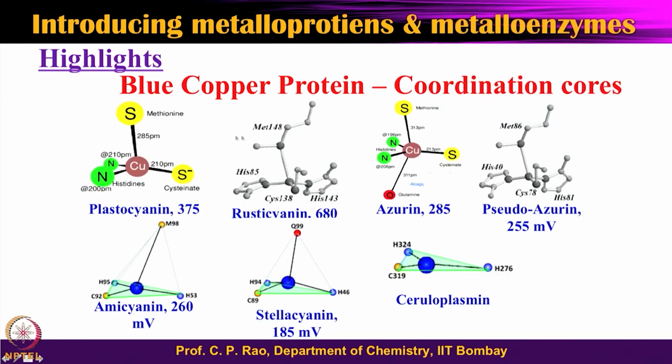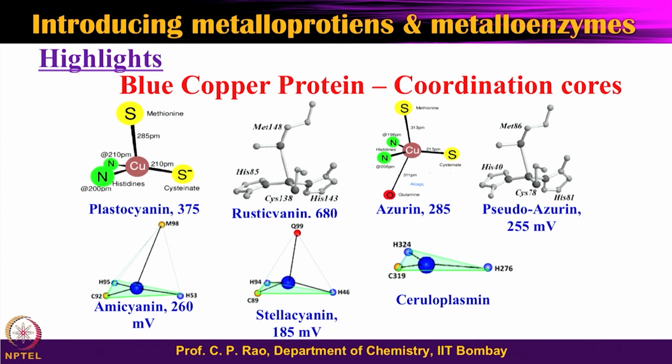You can see in all of them the commonality is that one of the bonds is very long and the geometry is distorted from the regular geometries. Why is the geometry distorted? It is because copper 2 will go to copper 1 during the electron transfer, and copper 1 goes back to copper 2. Therefore, the protein should be able to accommodate both copper 1 and copper 2 simultaneously during the electron transfer.